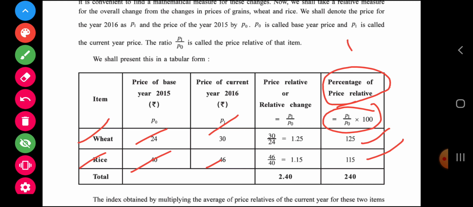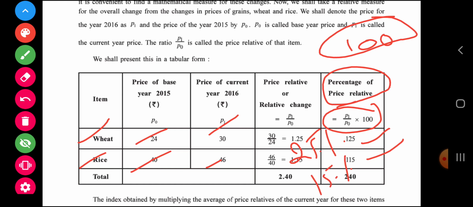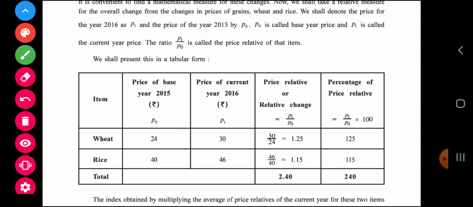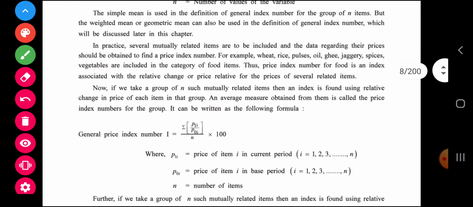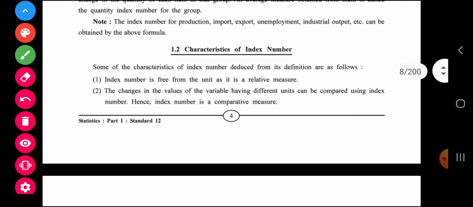So if we consider base year 100 as I had explained earlier, the price of wheat increased by 25%, while the price of rice is increased by 15%. This we can answer with the help of index number. Okay, so there are different formulas that we will discuss one by one.